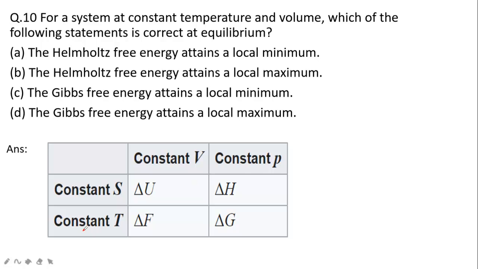At constant temperature and constant volume, del F is at equilibrium, and at constant temperature and constant pressure, del G is at equilibrium. So what we have given in the question, we have given constant temperature and volume. So you guys can see at constant temperature and constant volume, del F is at equilibrium. Na? So what is del F?